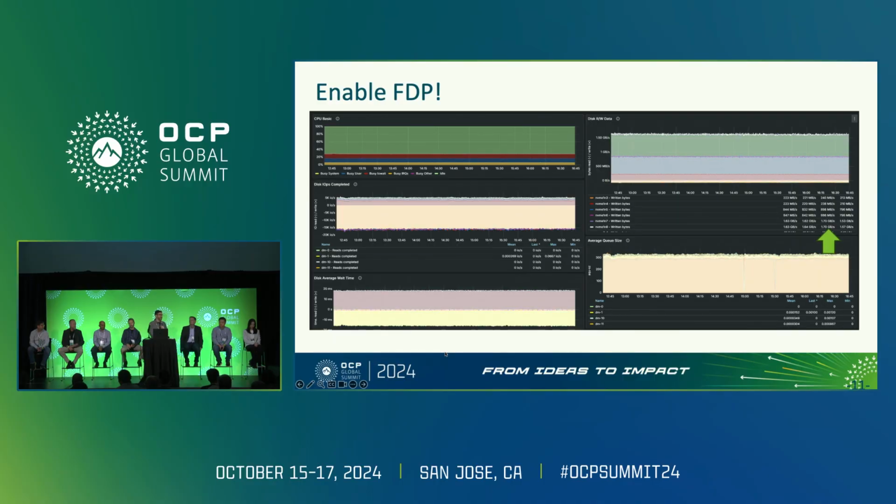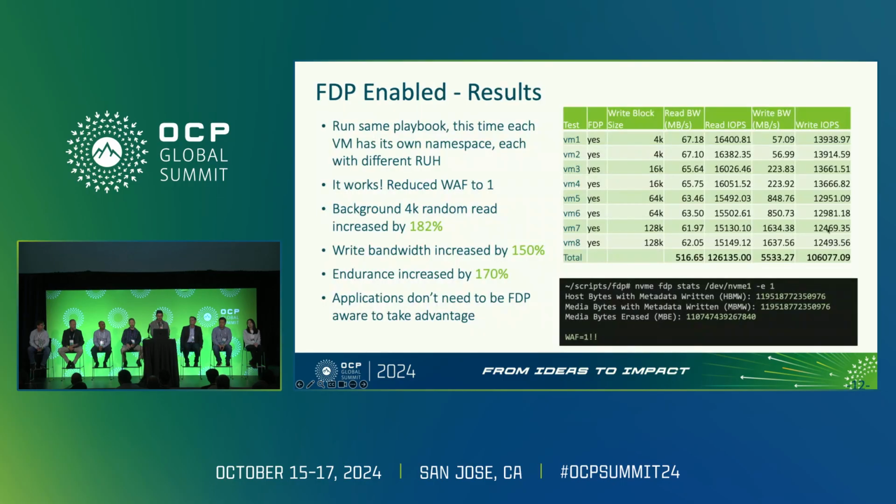So we're going to run that same script again. And you can see here, some of these VMs are hitting 1.7 gigabytes a second of bandwidth in a single VM, which is amazing. So it works. We reduced the WAF to 1, which is kind of nice when you design one of these experiments and it works the first time. You're like, yes, okay, I can go on to the next one.